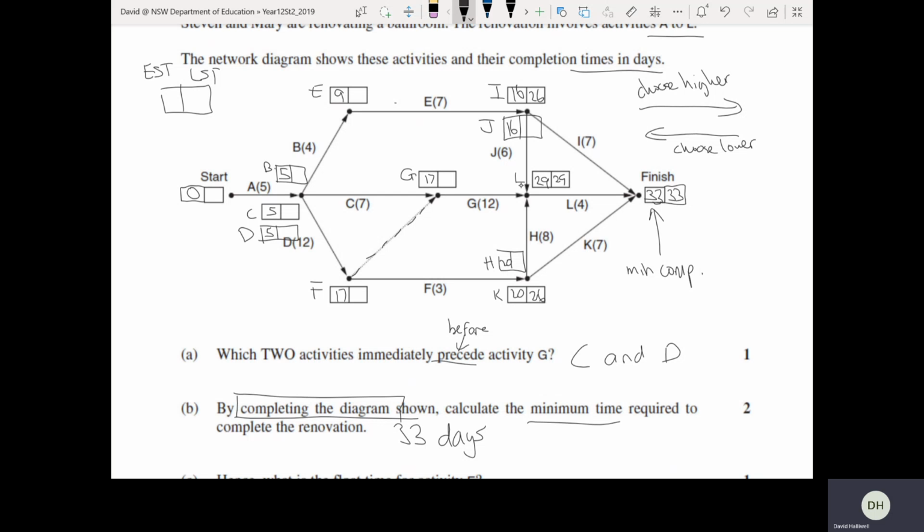Okay, now minusing through J, 29 take 6 is 23. Minusing through H, it'll be 29 take 8 is 21. Minusing through G, 29 take 12 is 17. Okay, now we've got a few different options here. I'll do the top. Minusing through E. Remember, there are two options, the 26 and the 23. We're going to choose the lower. We're going to choose 23. So 23 take 7 is 16.